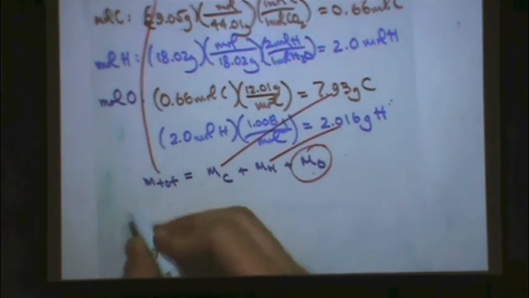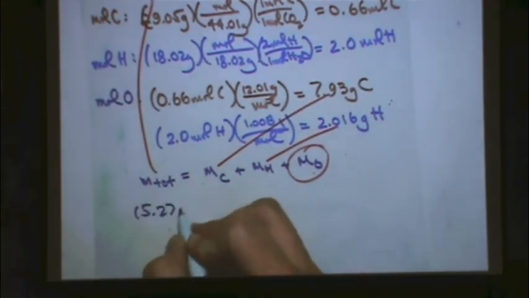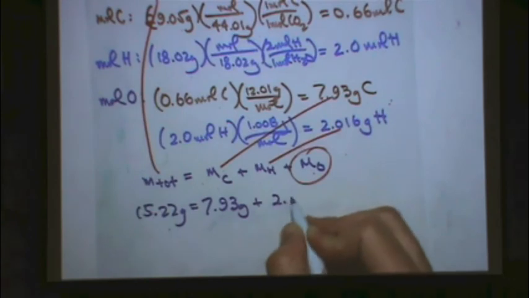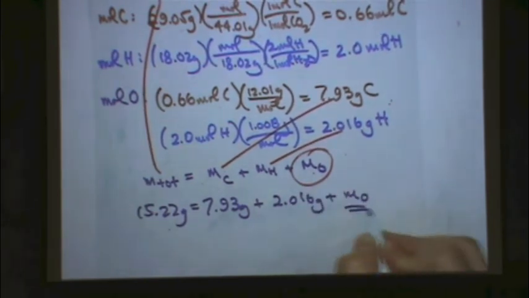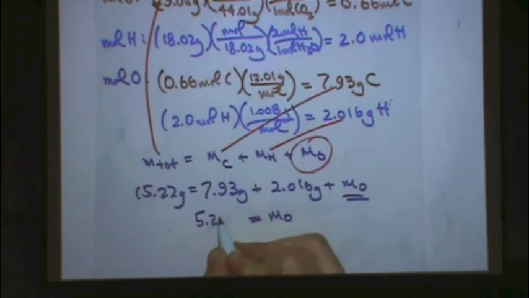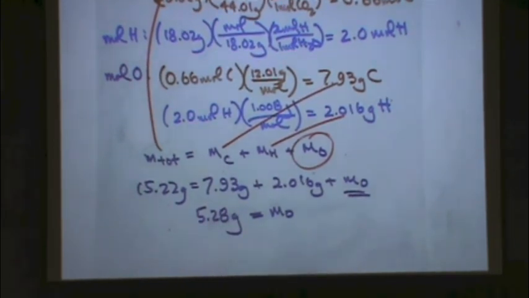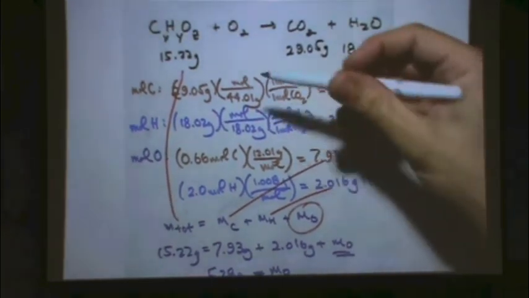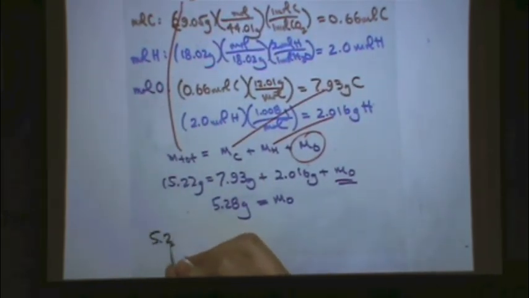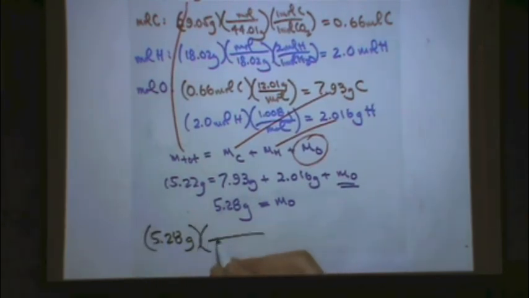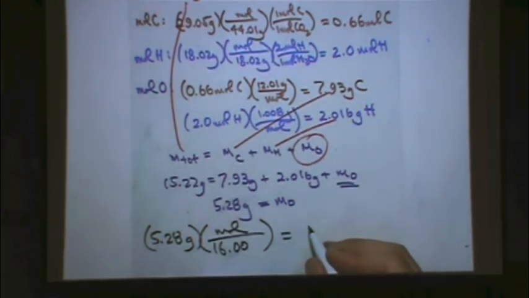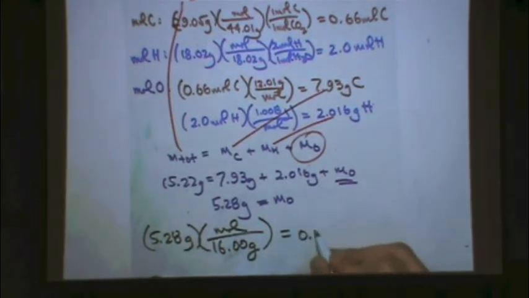So, just put in the numbers. 15.22 grams equals, and I'm just copying it down from above, 7.92 grams plus 2.016 grams plus the mass of oxygen. So I'm going to solve for the mass of oxygen. That turns out to be 5.28 grams. And I don't want mass, I want moles. The reason I want moles is moles will equal Z, the subscript for oxygen. So my next step is to say, well, 5.28 grams times the atomic mass of oxygen from the periodic table, 16, will change me to moles, which is 0.33 moles.